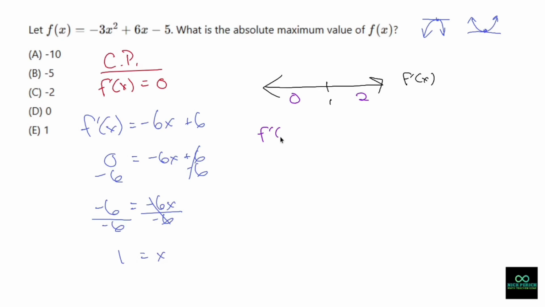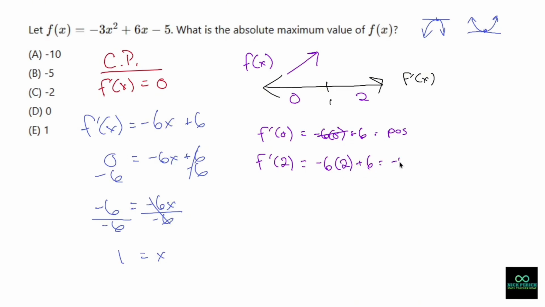So f prime of 0 would be me taking that equation right there and saying negative 6 times 0 plus 6 is going to be 0 plus 6, which is a positive number. So you're positive, which means you are increasing. F of x is increasing. Now we do it again. F prime of 2 is negative 6 times 2 plus 6, which is negative 12 plus 6, which is a negative number.